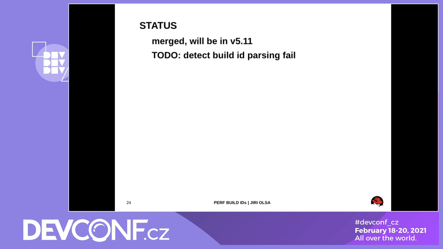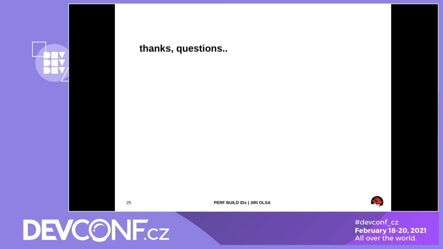However, we will fix that. We will detect that the build ID parsing fails, and we will tell perf record, the user space part, to actually read that build ID instead of the kernel. So that's one of the fixes that we are still working on. And that's basically it. If you have any questions, I hope this will improve the user experience with perf, hopefully.